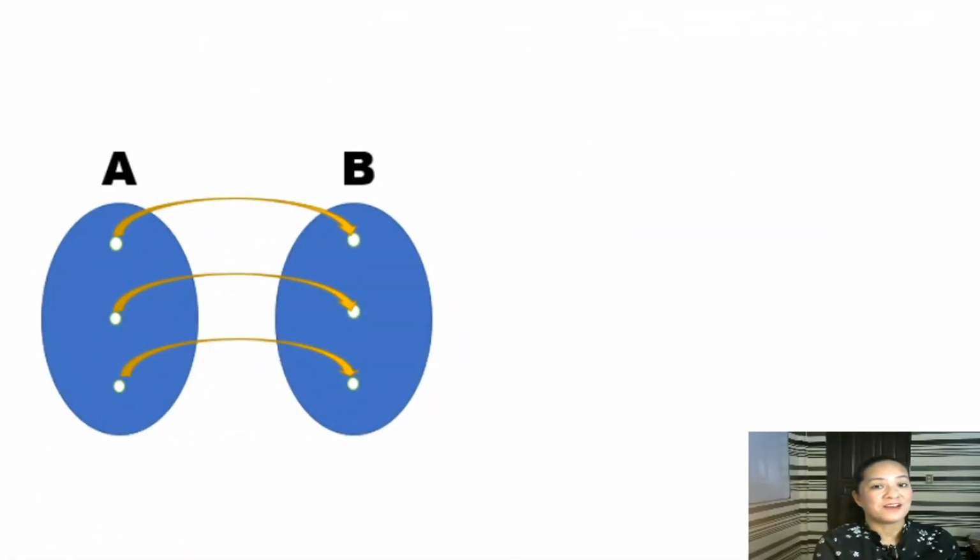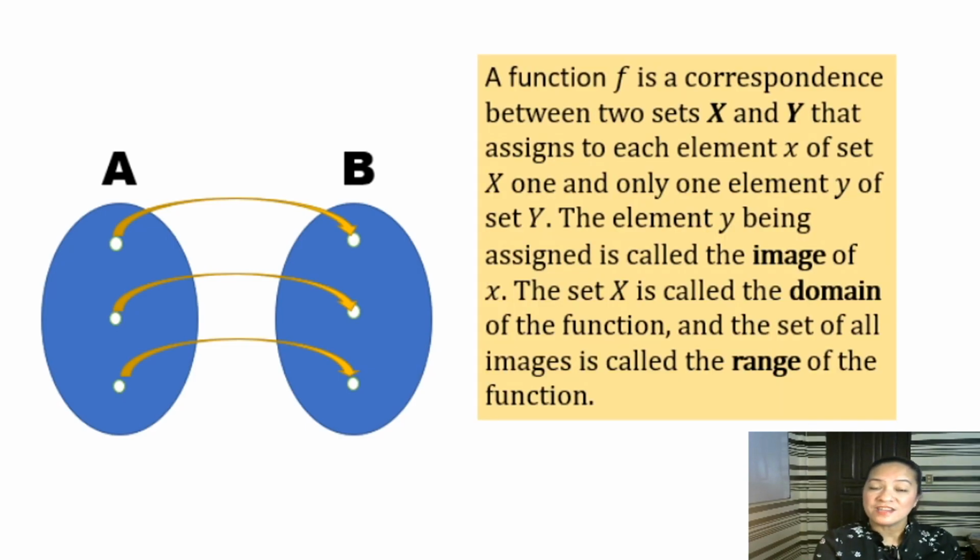So, how do we define a function? A function f is a correspondence between two sets, X and Y, that assigns to each element x of set X one and only one element y of set Y.